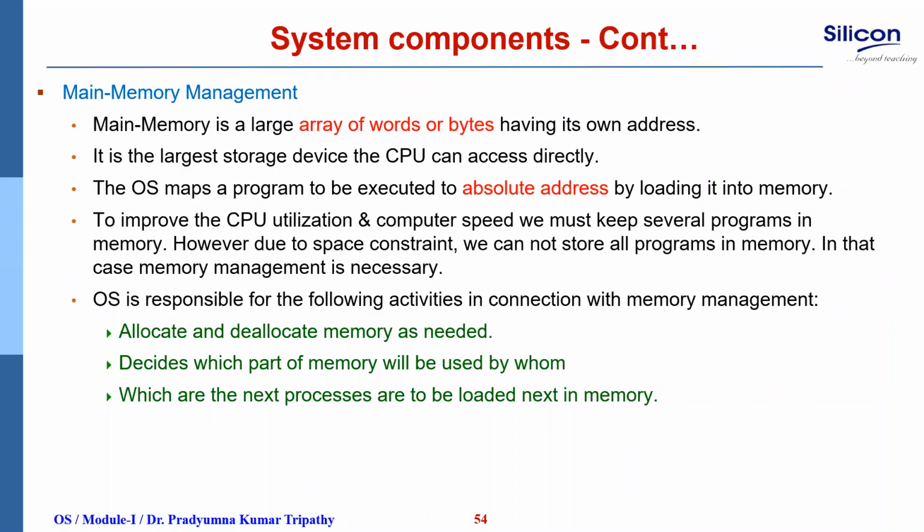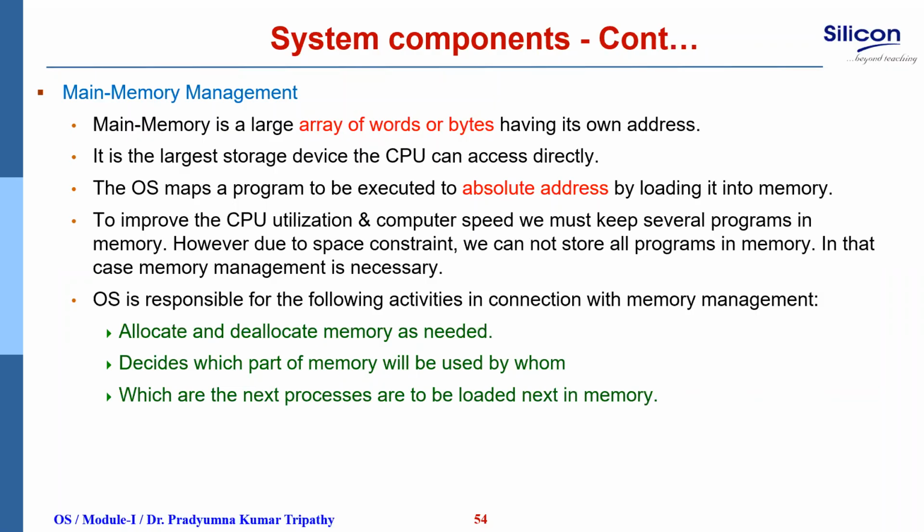Is it understood? So the CPU always has access to the main memory, so it will generate an address according to the main memory, not according to the disk. Therefore we say the largest storage device the CPU knows is the memory, which it can access directly.